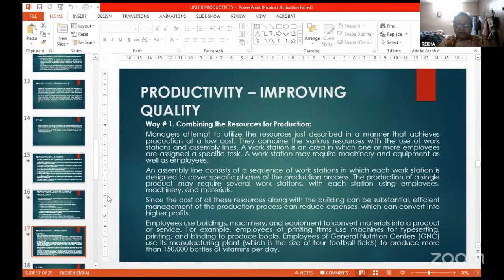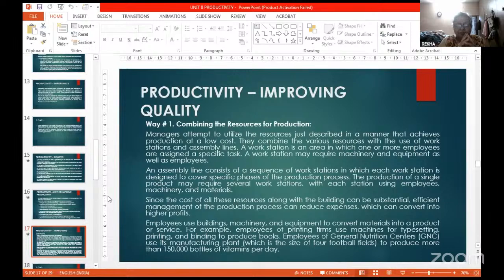So, if done in the right manner, naturally your profits will go higher because your productivity will improve. It is whatever revenue you are earning on one unit. So, if productivity per unit increases, your profit also increases. Employees use buildings, machinery, and equipment to convert materials into a product or service.